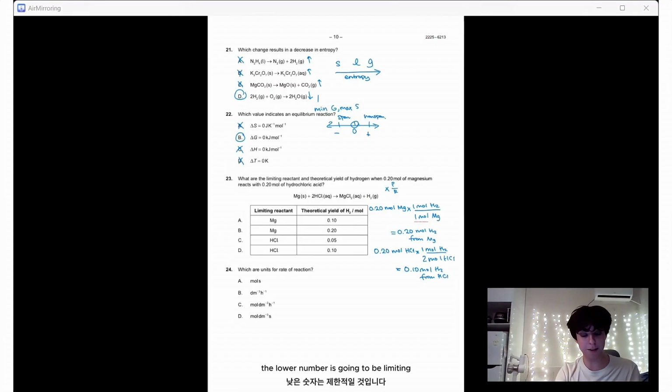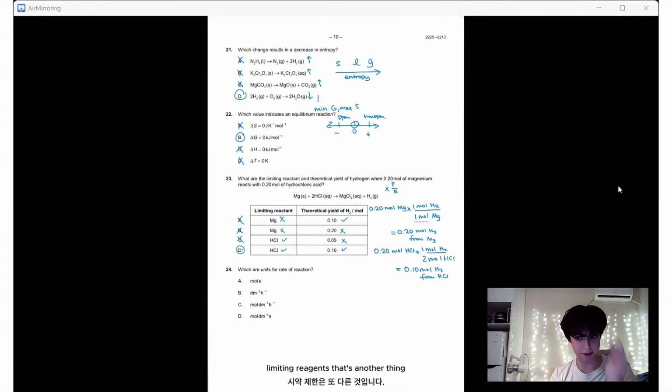The lower number is going to be limiting, because it's limiting the amount of product that you can make. You can make less product because of it. Whenever you've used all of your moles of HCl, you've run out. You can no longer use anything else. So it's going to be HCl for our limiting reactant. Then our theoretical yield is just going to be that 0.10. So that does give us D as the correct answer for this one.